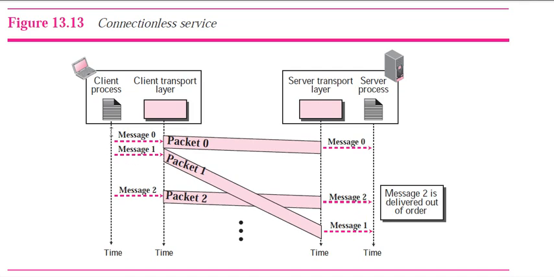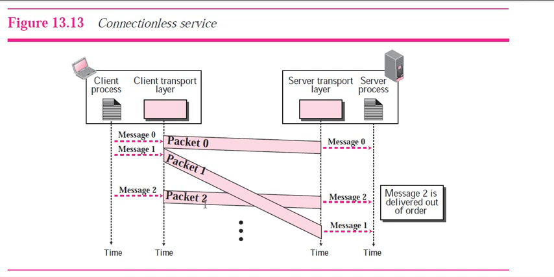Okay, this is the client process. We have three messages: message 0, 1, 2. Packet 0 is the first packet that we send. Then we send message number 1 by using packet number 1, and then we send packet number 2.